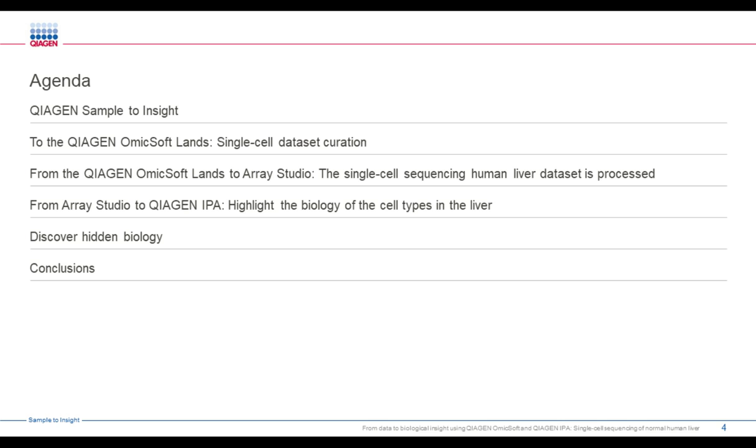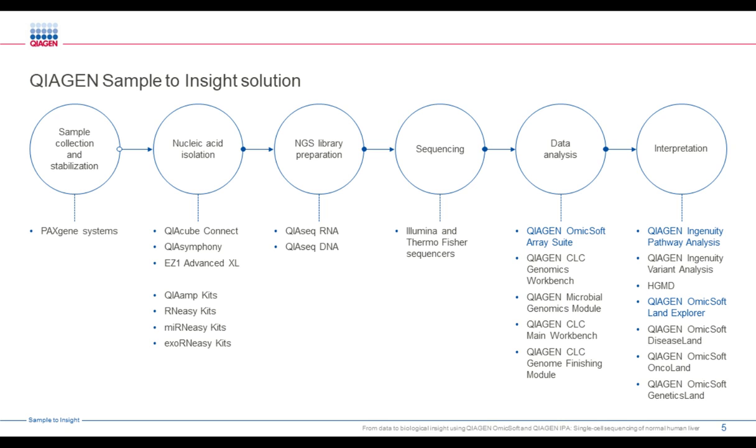So the agenda today will be to describe what the QIAGEN meaning of sample to insight is. Second, we're going to talk about the QIAGEN OmicSoft Lands, and how we curate the single-cell data set. Then we are going to explore from the OmicSoft Land to Array Studio, which is the software that does the data analysis, where the data is going to be processed. Then from Array Studio to QIAGEN IPA, we are going to send the data to discover and highlight the biology of the different cell types in the liver. Then we will try to explore hidden biology, and I will explain what it means. Then we will bring some conclusions.